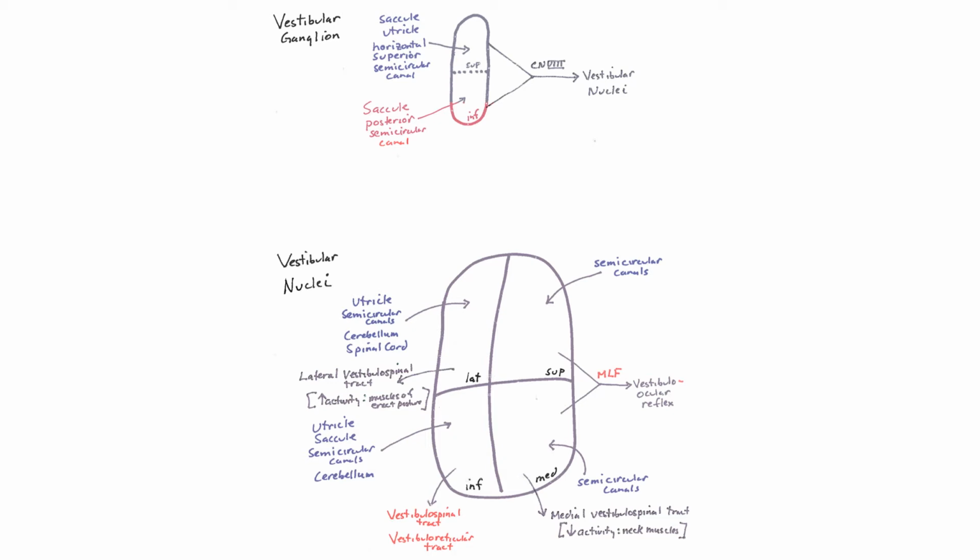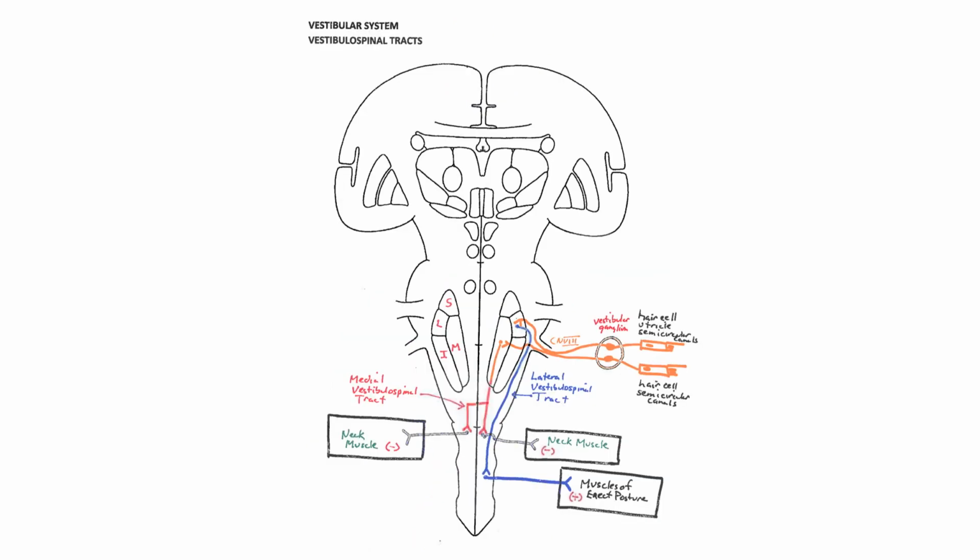Coming out of the superior and the medial vestibular nuclei, we are going to see the medial longitudinal fasciculus, which is going to be for the vestibulo-ocular reflexes. So what we are going to look at in the next 3 slides are how the vestibular nuclei are going to form various tracts such that we can keep an upright stance. Our first tract then is going to be associated with the vestibulospinal tracts.